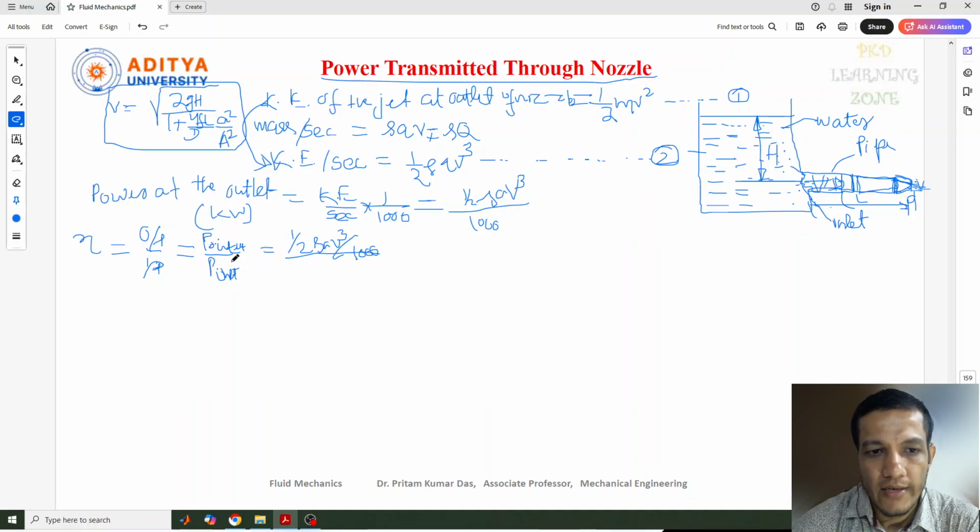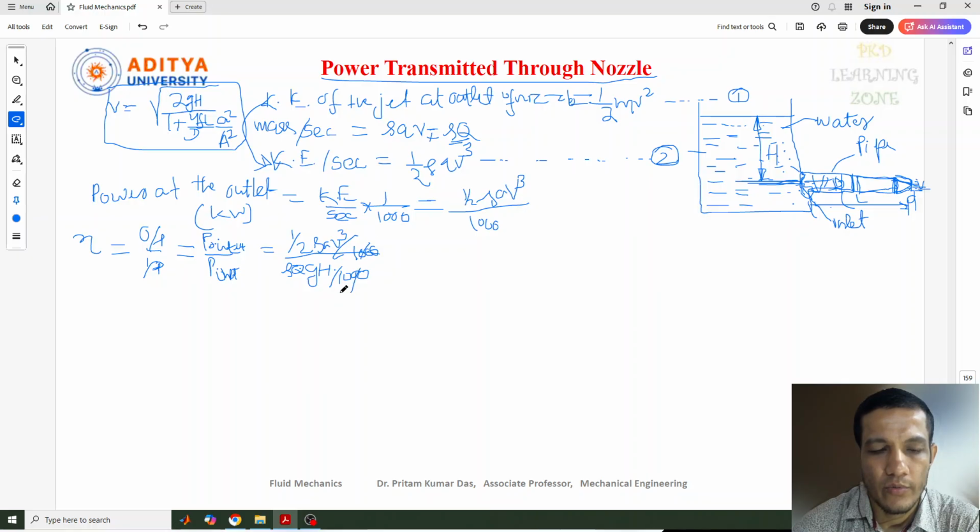Similarly, what is the power at the inlet condition? Inlet condition means at this point. At this point, what is the power required? The same formula applies: rho Q into g into h, where h is the head, the energy present at this point, multiplied by gravity, divided by 1000. This also we need to write in terms of kilowatt.